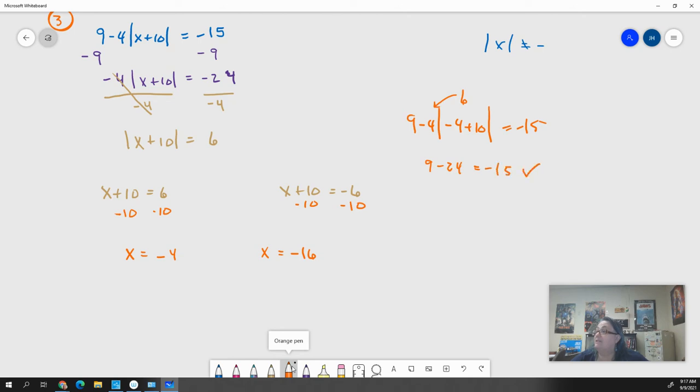So that one's on. And then I'd have 9 minus 4 times the absolute value of negative 16 plus 10 equals negative 15. This, again, would be negative 6, but when I took it out of the absolute value, it would be positive 6. 6 times negative 4 is negative 24 plus 9 equals negative 15. So I know these check.